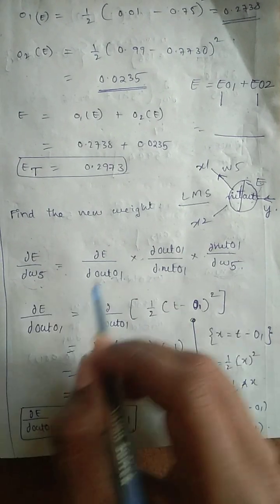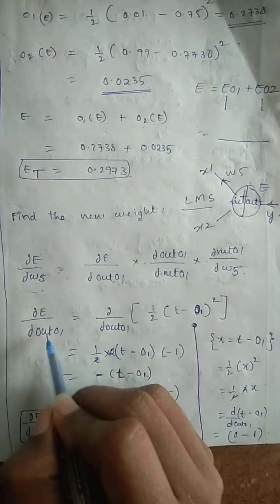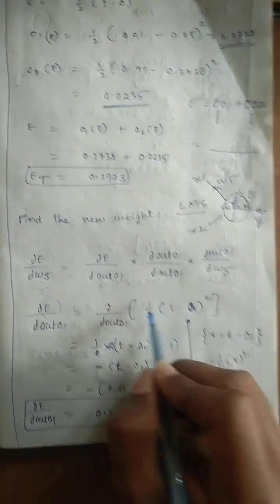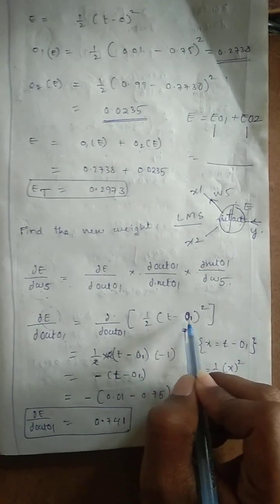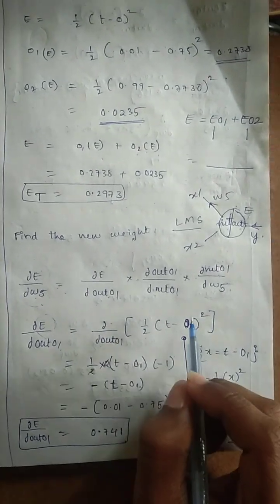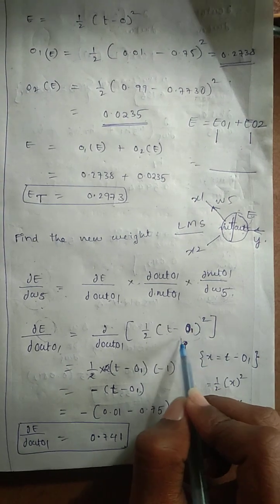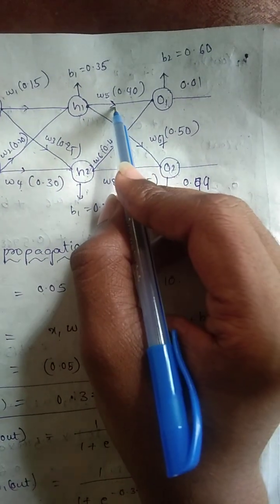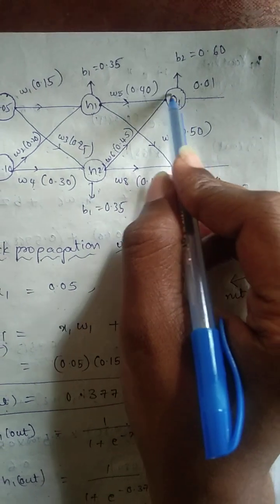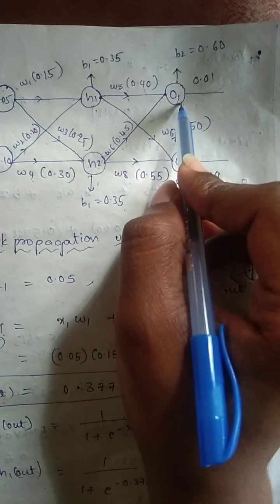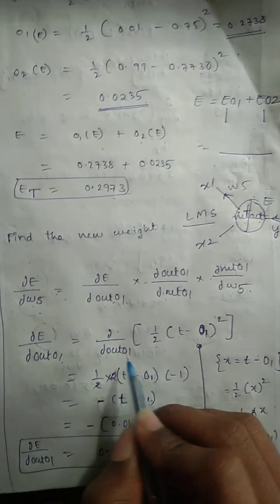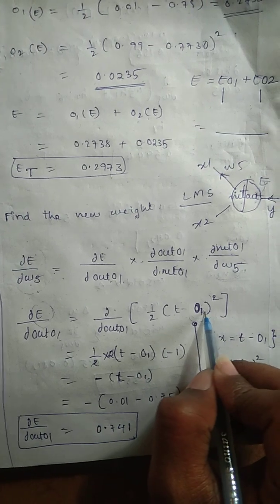Okay, how do we simplify this? Let's see. First we consider the first part, ∂E/∂out1. We have to know the error formula. What's the error formula? Half of (target minus output1) whole square. Here, carefully see why I consider the out1 value instead of out2: because we are finding the new value of w5, and w5 is connected to the out1 value, so we have to find the out1 value. So for this w5, I consider the output1 value.